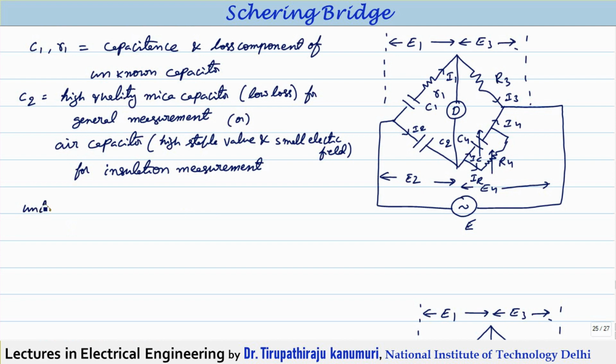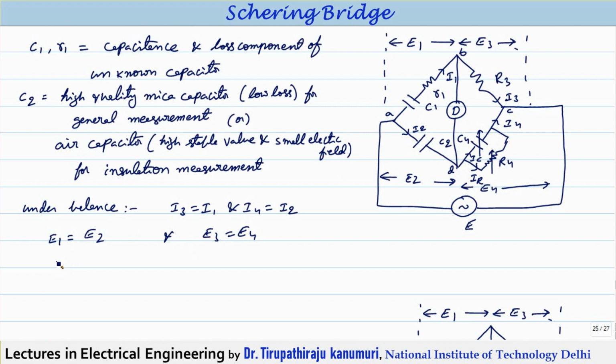We can write under balance conditions that I3 will be equal to I1, because the current passing through the detector is equal to 0, and I4 is equal to I2. The voltage E1 will be equal to E2, because the potential difference across the two sides of the bridge will be equal to 0. For example, if I represent the points by A, B, C, D, the potential difference between B and D is equal to 0, or we can say B and D are at the same potential. That means E1 will be equal to E2 and E3 will be equal to E4. Let us try to write the equations.